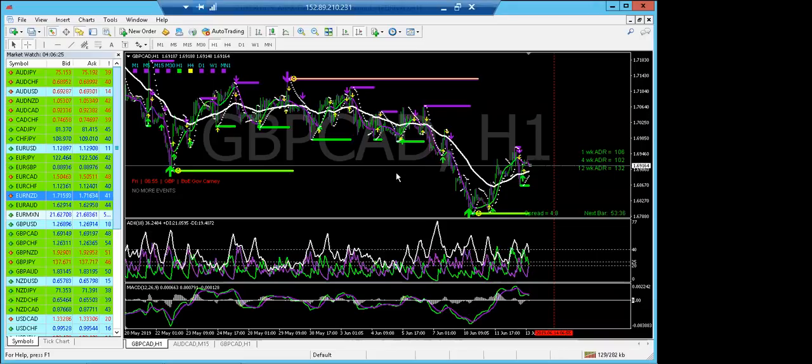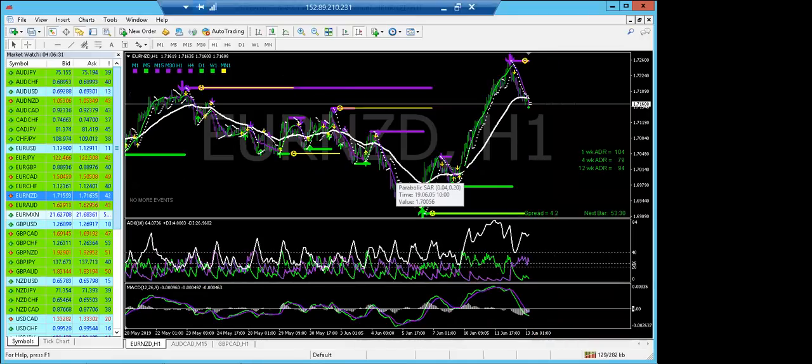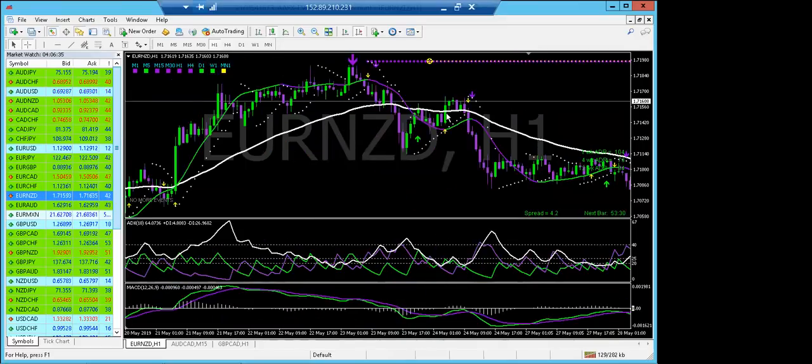Euro NZD. Okay, I got it. I'm in this for the sell. I've been selling it all the way down. I was worried about getting back in. Did it break support?